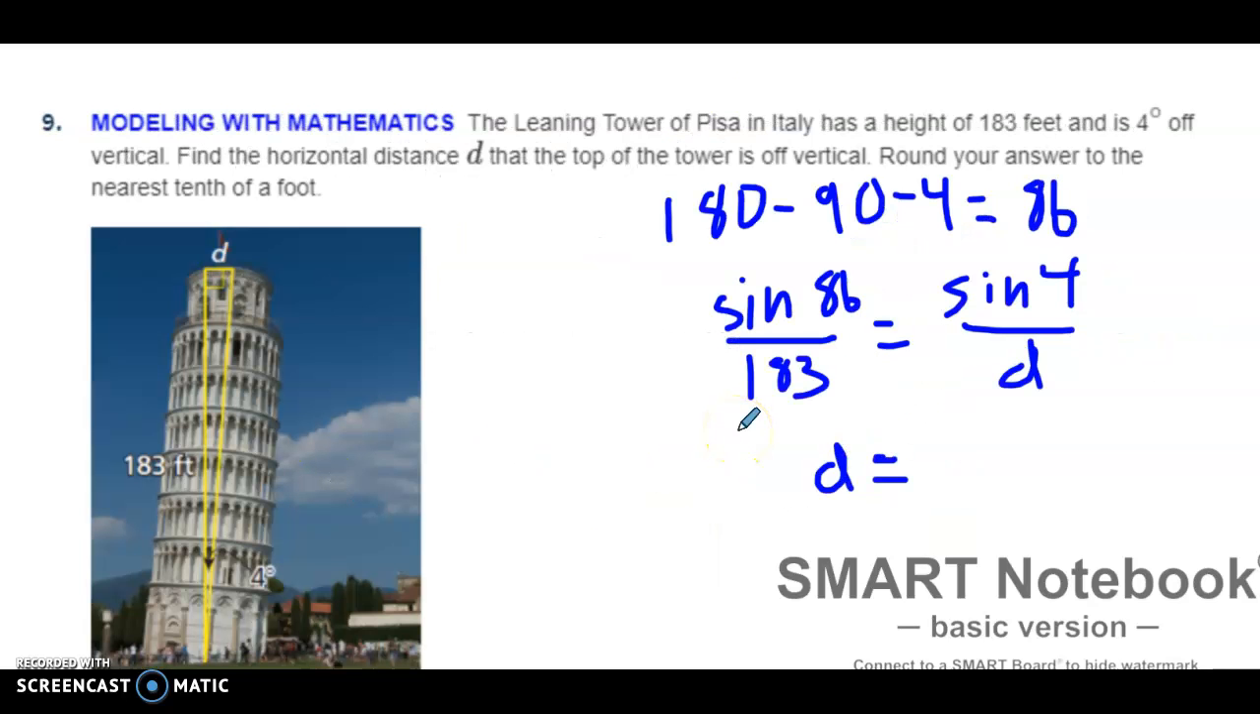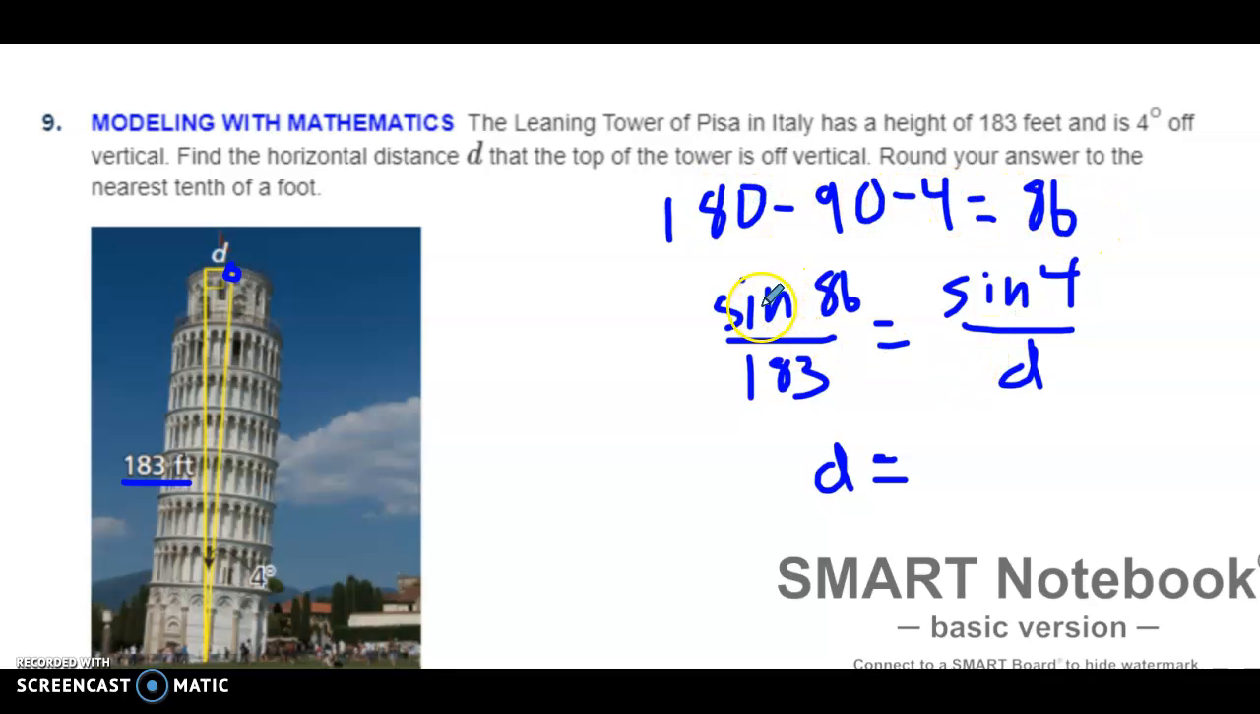This next problem is really cool because this is an actual problem. If you wanted to see how far off of that vertical line the Leaning Tower of Pisa is, how many feet, we know it's 4 degrees, but we want to know how many feet across the top of that tower is it from the vertical line. So the first thing I'm going to start out with is to find that angle, the angle that is right there, because I have to find that angle in order to use that side of 183. 180 minus 90 minus 4 is 86.